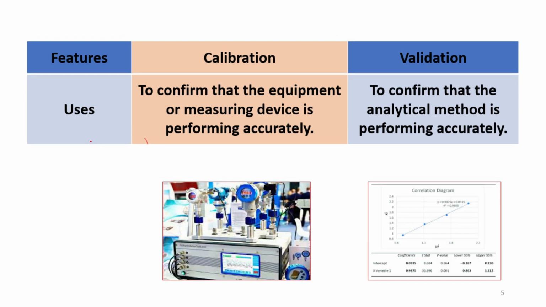Next is uses. Calibration is to confirm that the equipment or measuring device is performing accurately. As I have already said, this is one of the equipments used in the pharma industry, meaning it is working perfectly. If it is not working perfectly, then we will get wrong data and our interpretation will be wrong. Therefore it is very important to calibrate the instruments on time. Validation is to confirm the analytical method is performing accurately. This is just an example of linearity. We do it by various methods like specificity, linearity, accuracy, repeatability. That is a different thing, but it is to know that our method is performing correctly.